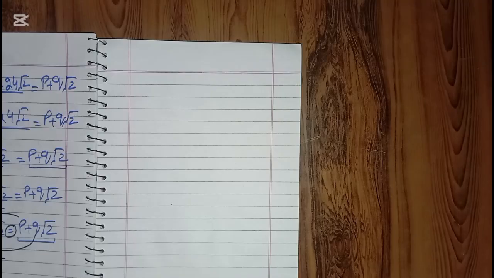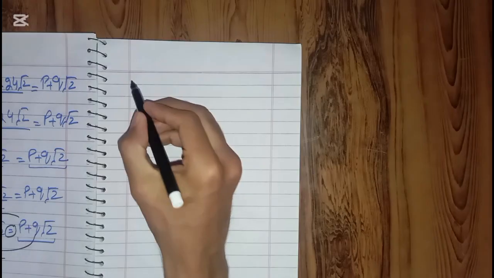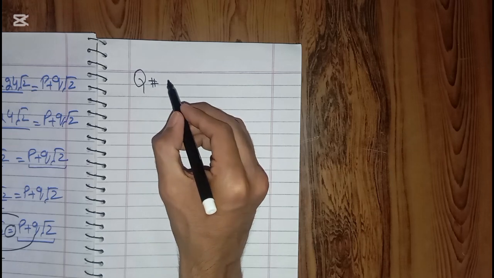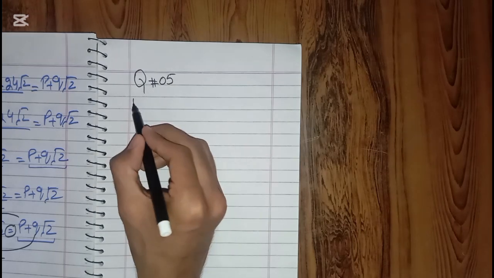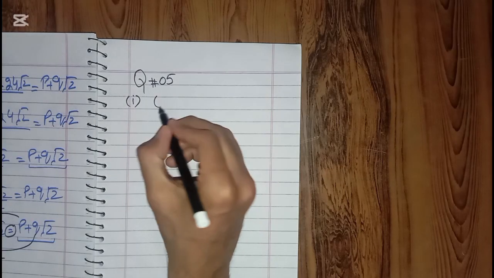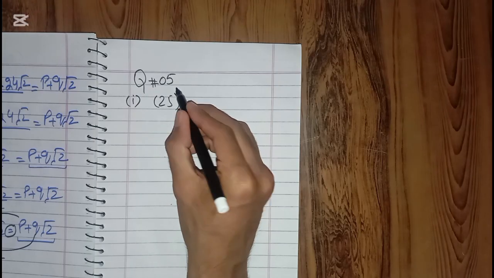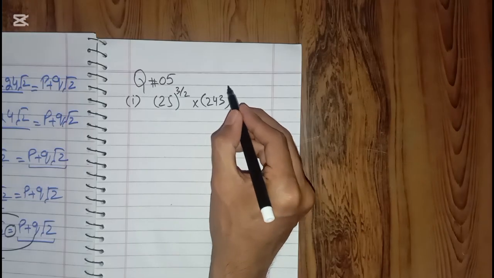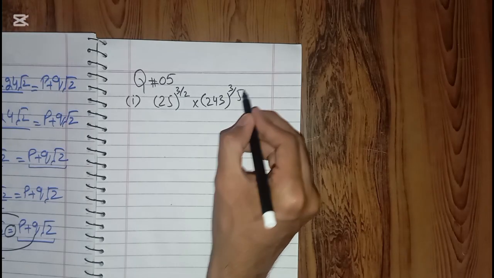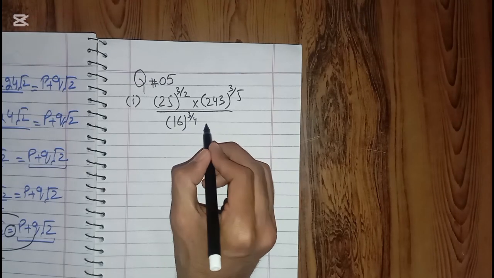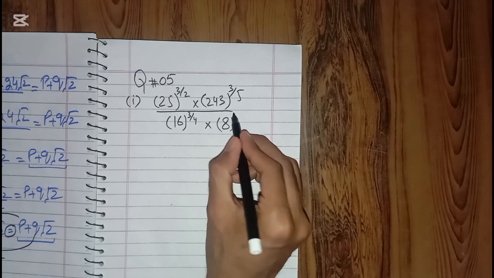Now we start our question number 5. In today's class we only do one part of question number 5, and in the next class we will complete our exercise 1.2 with the remaining 3 parts of question number 5. Part 1 is 25 to the power 3 by 2 multiplied by 243 to the power 3 by 5, and in the denominator it is 16 to the power 3 by 4 multiplied by 8 to the power 4 by 3.